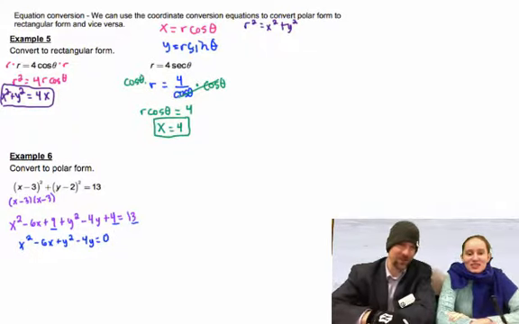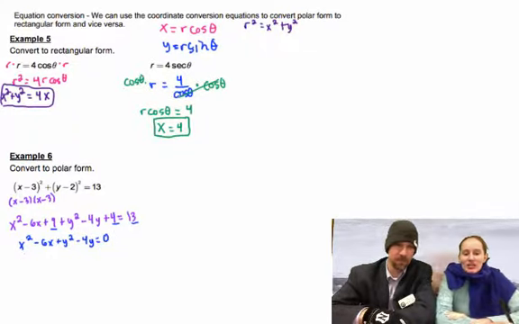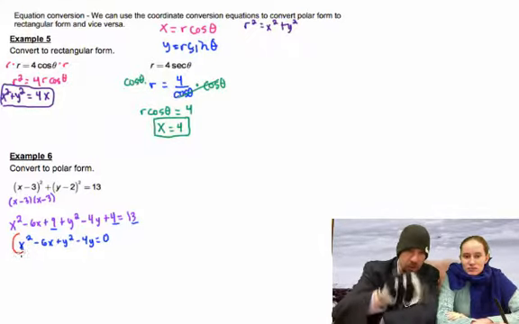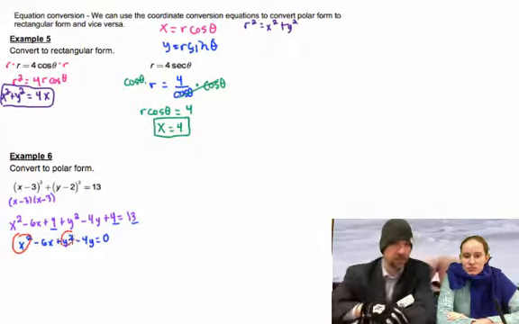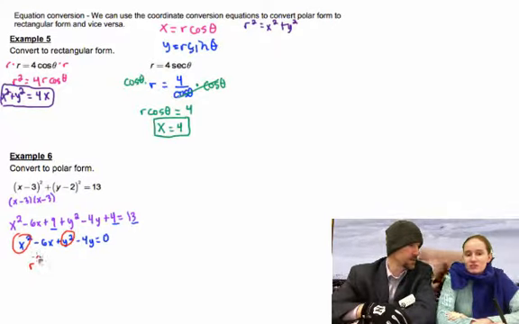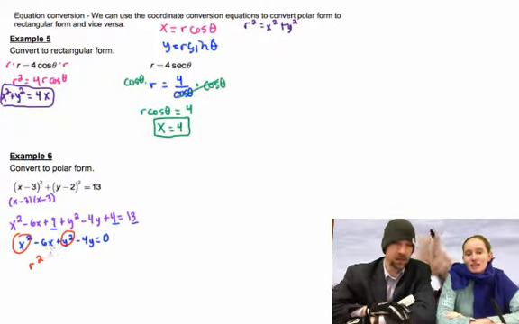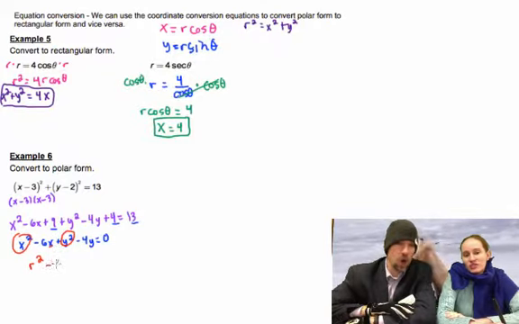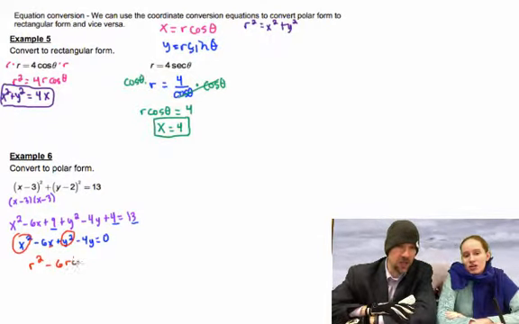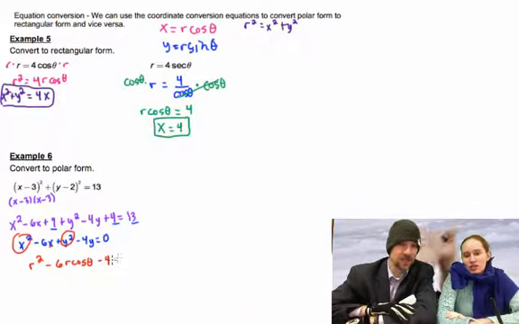Okay. Subtract 13 from both sides. Now, x squared plus y squared equals something. Look, there's an x squared plus y squared there. Guess what that is? It's r squared. Yes, it's r squared. You got that on the first guess. And then x equals r cosine theta, and then y equals r sine theta.